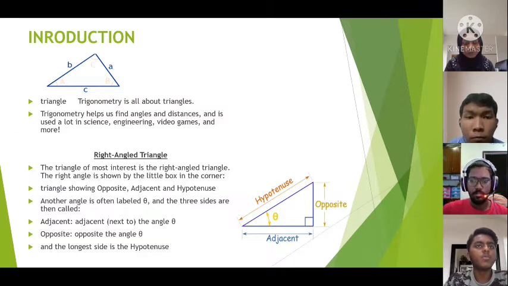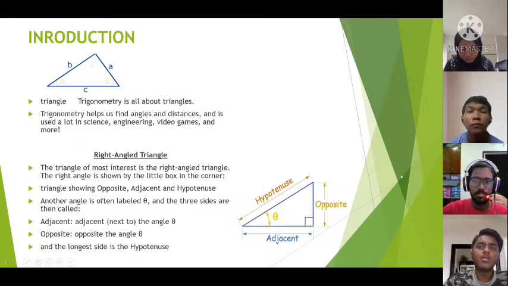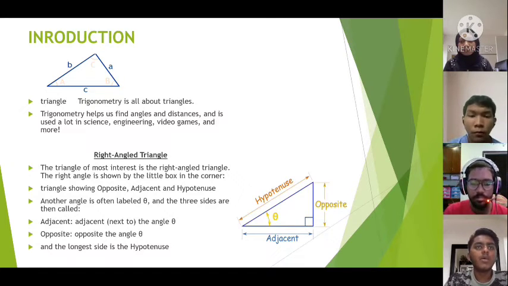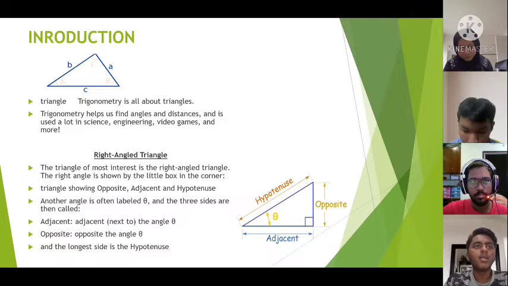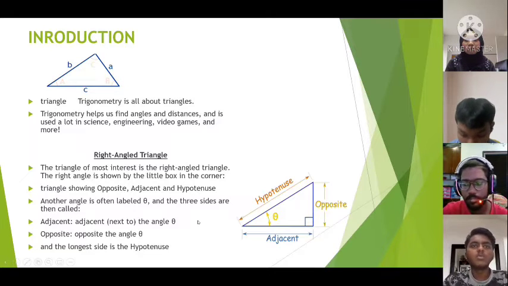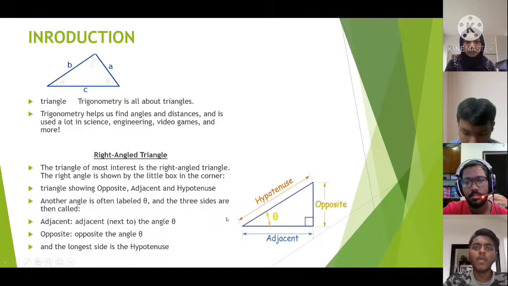The right angle is shown by the little box in the corner. As you can see here, the picture of the triangle showing opposite, adjacent and hypotenuse. Another angle is often labeled theta, and the three sides are then called adjacent, opposite and hypotenuse. Adjacent is always next to the angle theta. Opposite is always opposite of theta, and the longest side of a triangle is always the hypotenuse.